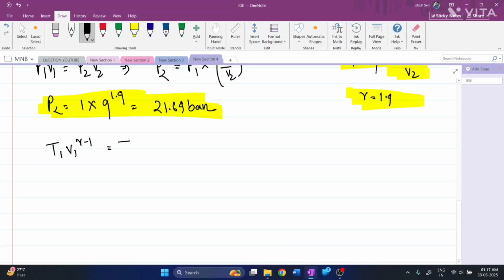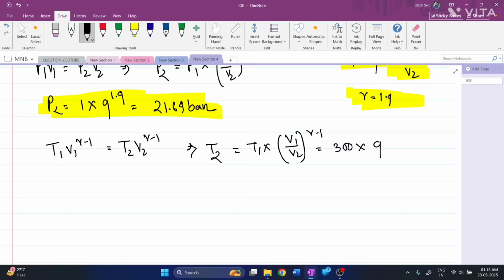T2 V2 to the power gamma minus 1. From this relation, T2 is equal to T1 into V1 by V2 to the power gamma minus 1. That is, T1 is given as 300 Kelvin into compression ratio 9 to the power gamma minus 1, that is 1.4 minus 1. This will give us T2 is equal to 722.46 Kelvin.